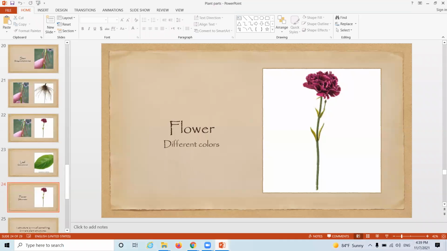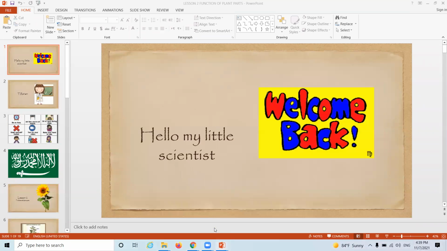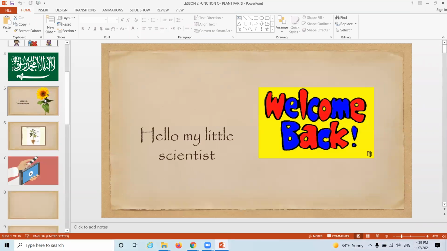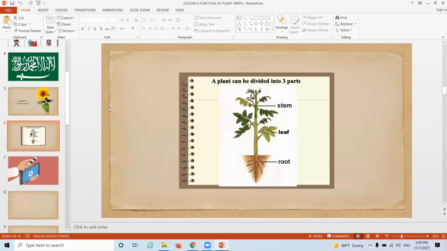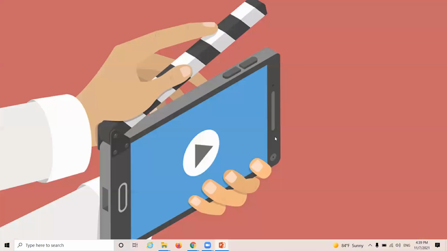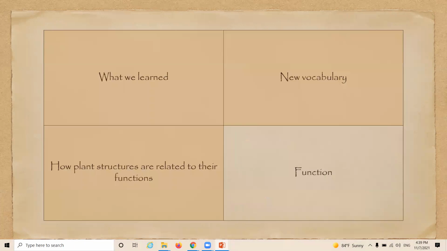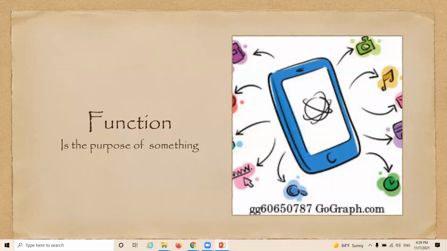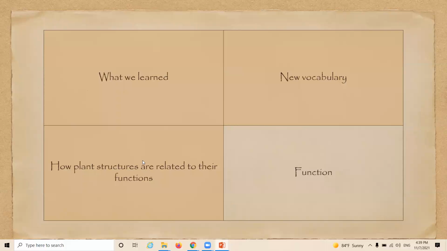What about the next lesson? Functions of plant parts. What is the function of each part? Okay, so let's look again at the plant. The plant can be divided into 3 parts: root, stem, and leaf. What is the function of these parts? Function means the purpose of something.